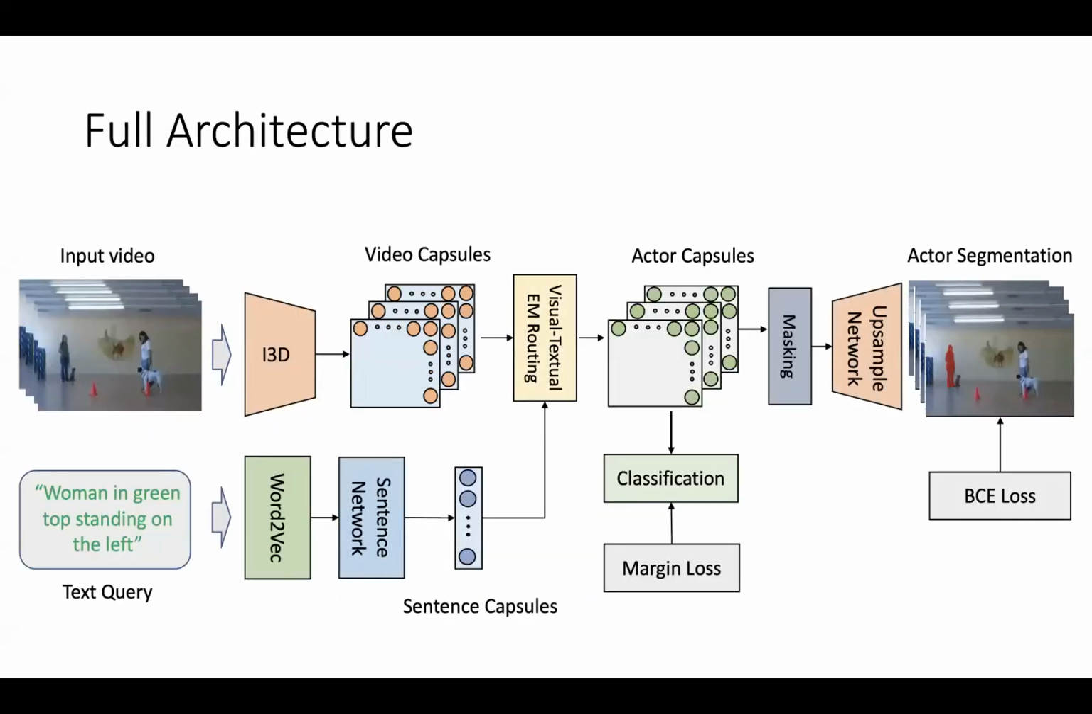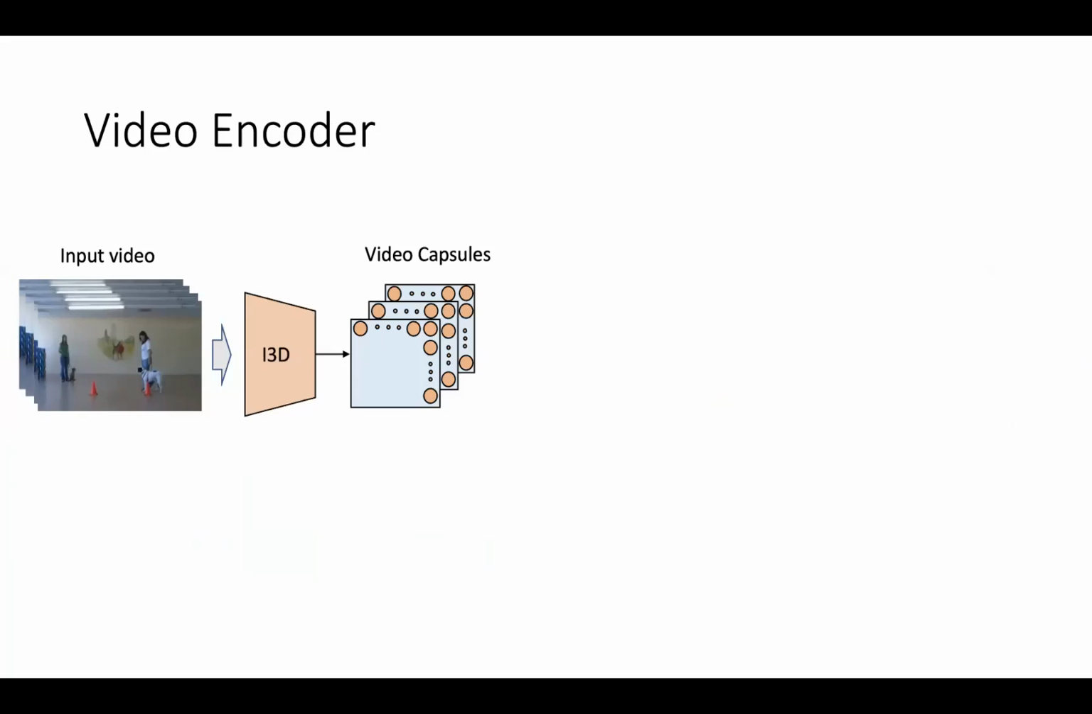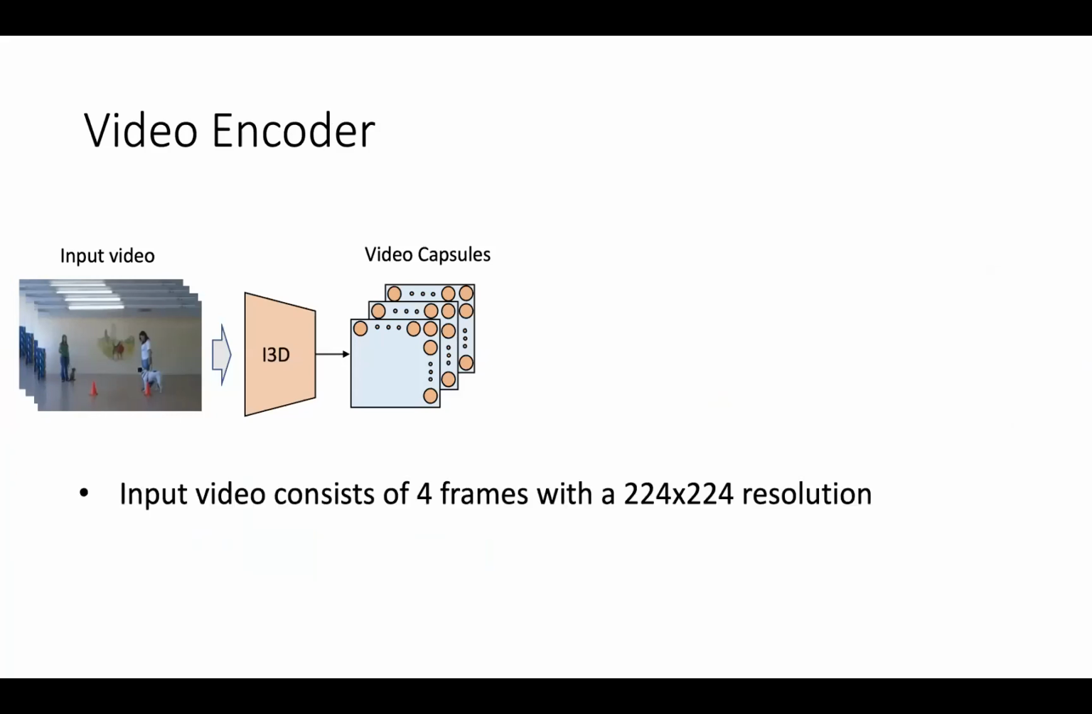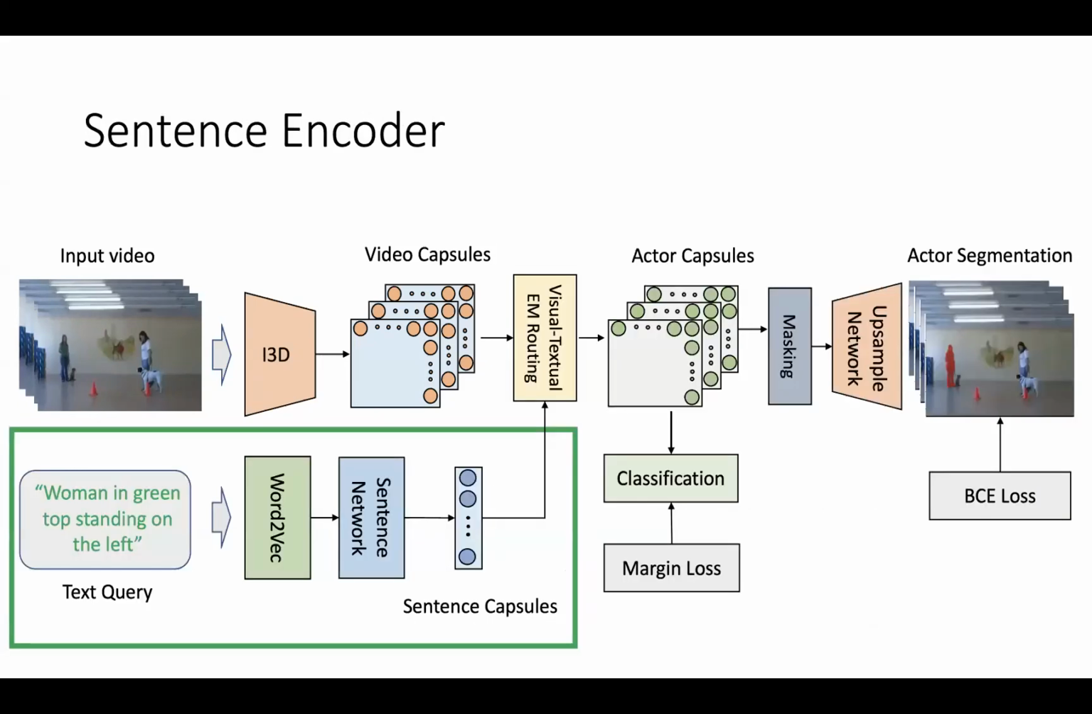So this is our network architecture. I'll go through each part now. So I'll start with the video encoder. Here we have an input video of 4 frames consisting of 224 by 224 resolution. The video encoder consists of an I3D network, which generates a set of feature maps. And then finally, we obtain our video capsules using a convolution operation. And this is a 20 by 20 grid with 8 capsule types each.